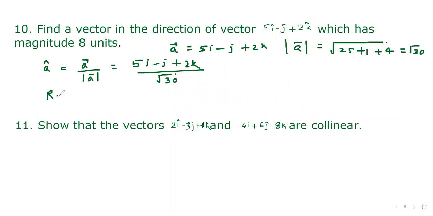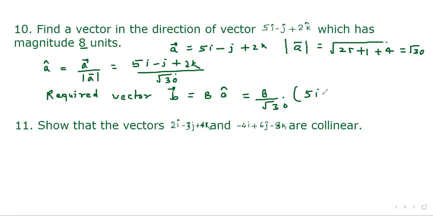That will be 5i minus j plus 2k divided by its modulus, that is root 30. Now the required vector, suppose it is vector B, is 8 times A cap. So it will become 8 by root 30 times 5i minus j plus 2k. Now, question 11: show that the vectors are collinear.